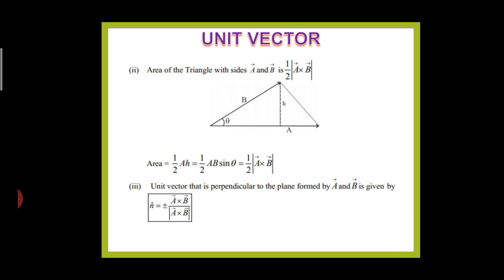Second one is the unit vector that is perpendicular to the plane formed by A and B, which is given by n equals plus or minus A cross B divided by the magnitude of A cross B.